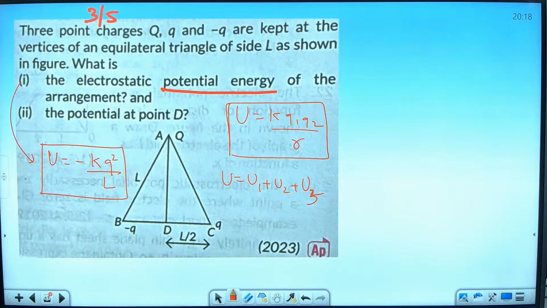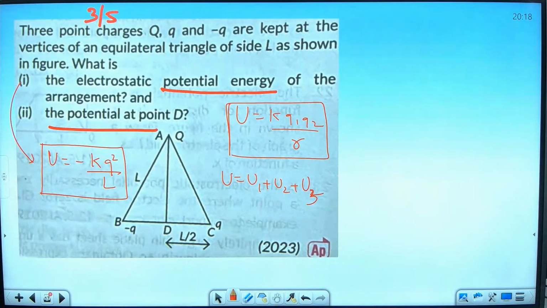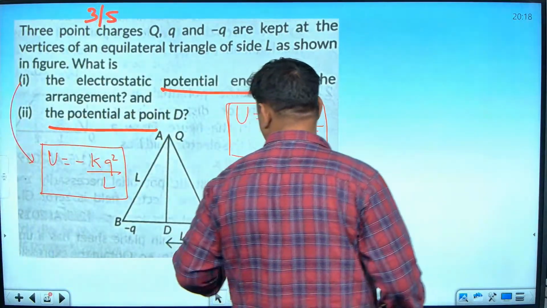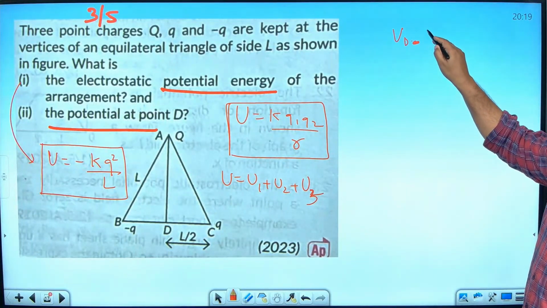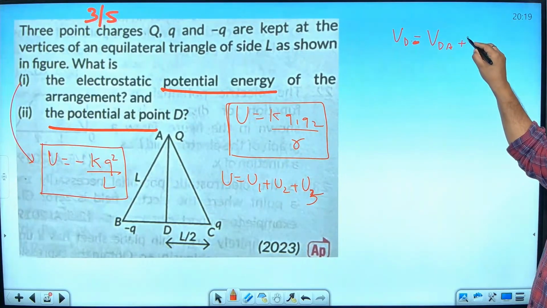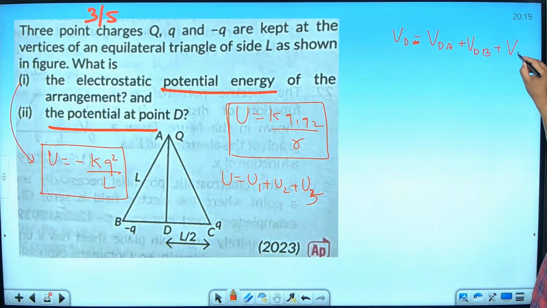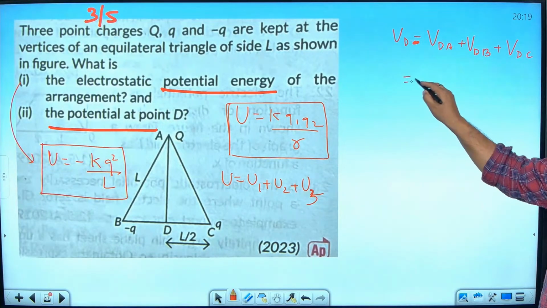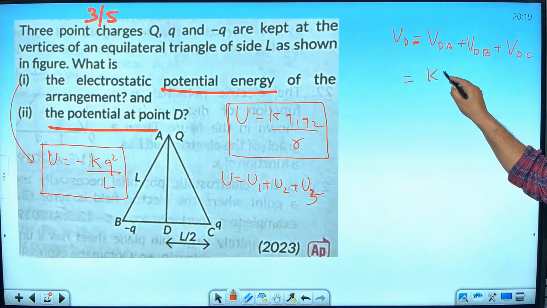Second part, you got the answer. What is the answer you are getting? Let us check that. So potential at D, how you can find? 3 charges, all 3 will give potential at D. So V at D will become equal to V at D due to A plus V at D due to B plus V at D due to C. Understanding that?